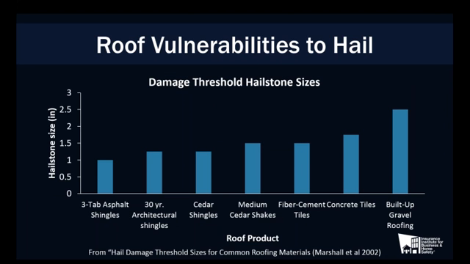If we look at a little bit of historical literature, there was a study done by engineers at Haag Engineering back in the early 2000s, and they identified the minimum threshold size to cause damage to different roofing materials. So shingles, shakes, the wood style roofs, and looking at tiles and some other styles as well. And you'll see that the range varies quite a bit. Damage can start as low as 1 inch in diameter hail and can go up to over 2 inches for the built-up gravel roofing shown on the right side of the figure.